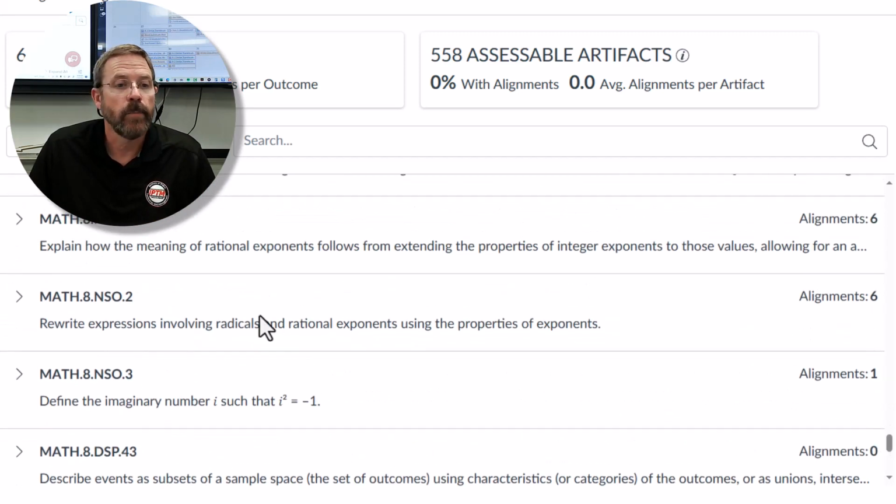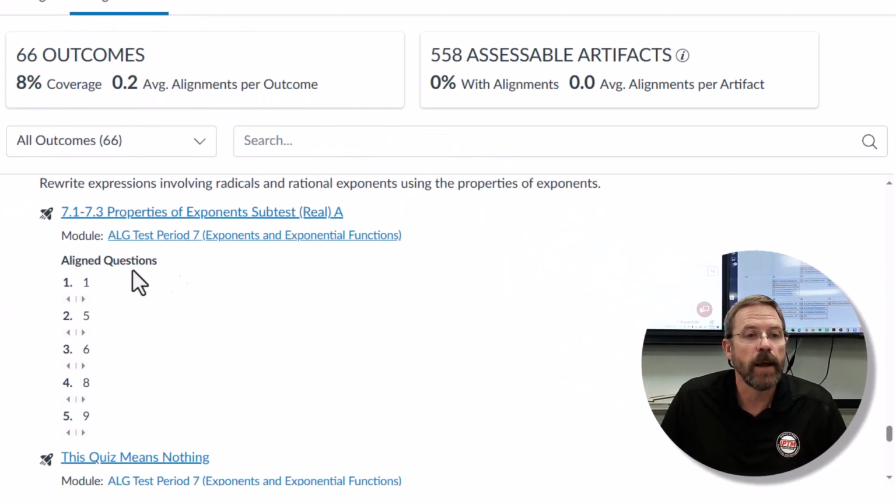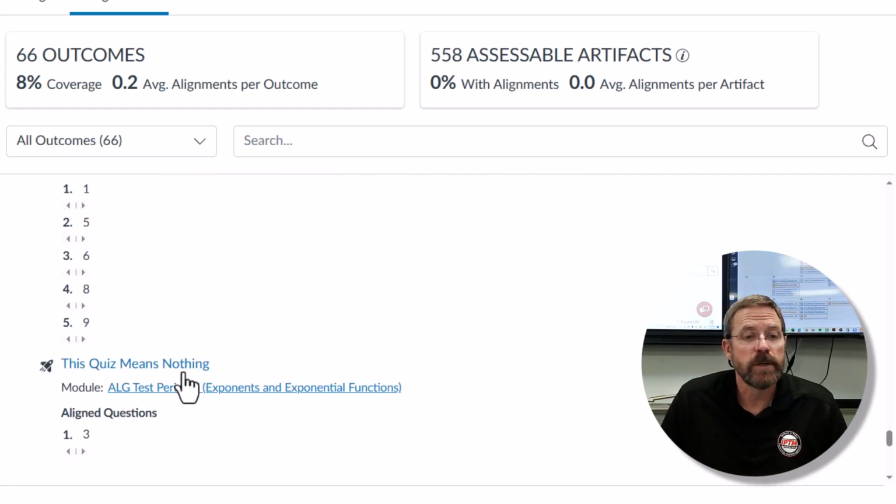So whoop, right here. So the number of systems operations 2 is actually aligned to 6 different questions right now. 5 of those questions, questions 1, 2, 3, 4, and 5, take place on this quiz right here, on this subtest 7.3. I'm thinking it's saying that it is those question numbers that it's aligned to, question 1, 5, 6, 8, and 9, but I'm not really positive about that. Then you can see the quiz means nothing quiz. It shows that it is aligned to 1 question here.